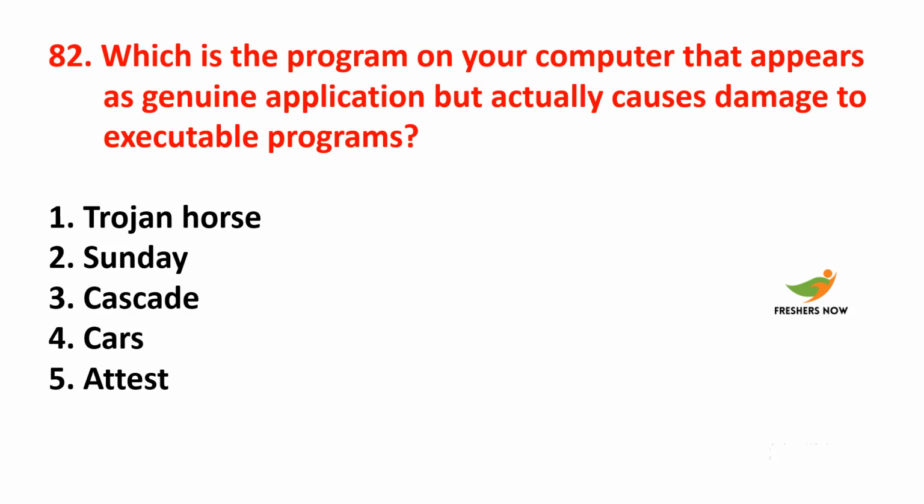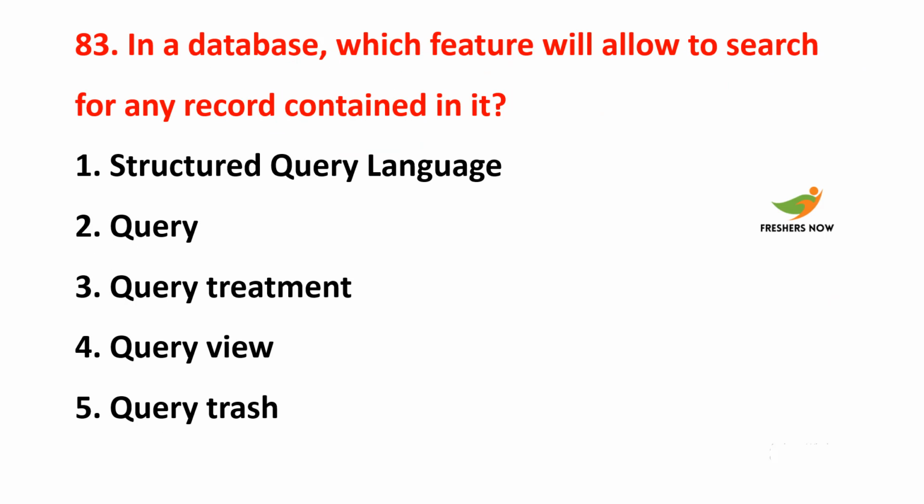82nd question. Which is the program on your computer that appears as genuine application but actually causes damage to executable programs? And the answer is option 1, Trojan horse. 83rd question. In a database, which feature will allow to search for any record contained in it? And the answer is option 2, query.